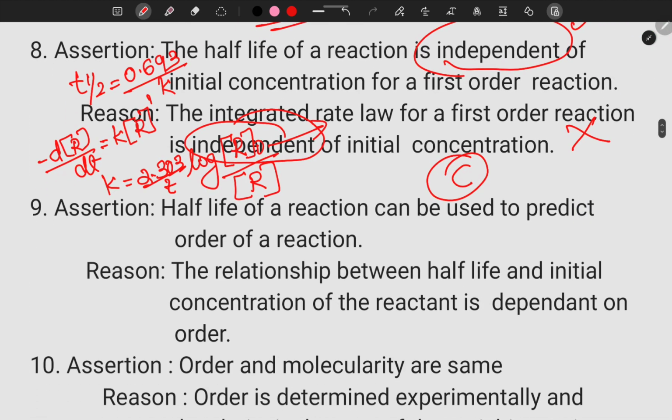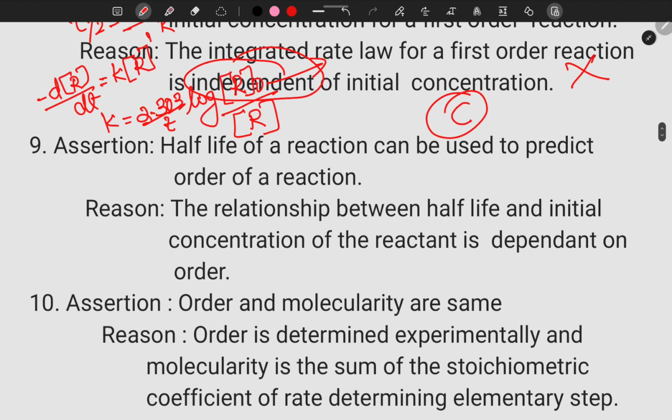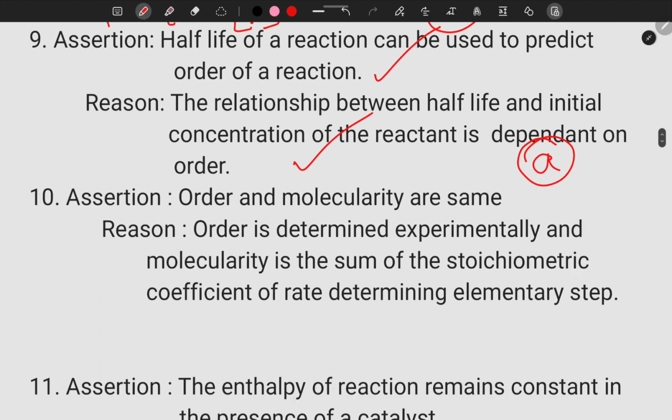Now the next question. The half-life of a reaction can be used to predict the order of a reaction. It's true. The relationship between half-life and initial concentration of reactant is dependent on order. So that statement is also correct. Assertion and reason are both correct, and the reason is the correct explanation of the assertion. So our option is A.